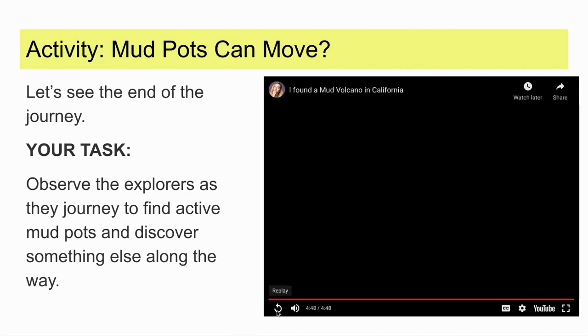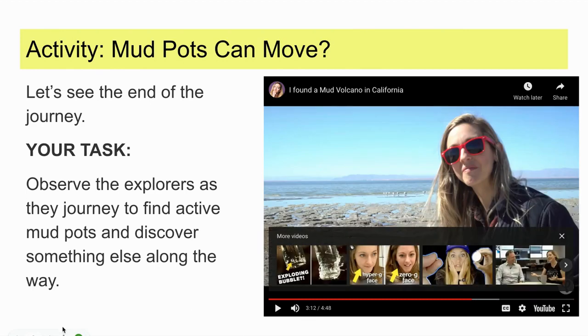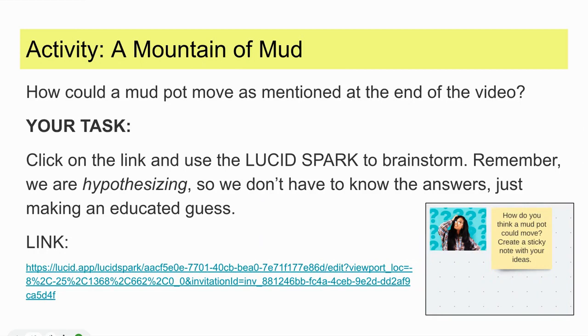Dun, dun, dun. All right, so our wonderful friend there just left us with a cliffhanger that now we need more information on. So the question for you is, how could a mud pot move as mentioned in the end of this video? It's a total mystery to me. Now, in order to solve this mystery, we're going to go into our third collaborative board. We've already tried Jamboard and we've already tried Kami. Now we're going to use something called Lucid Spark.